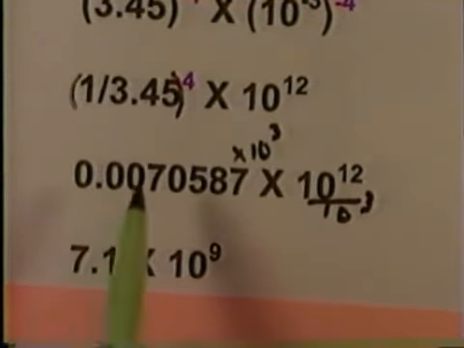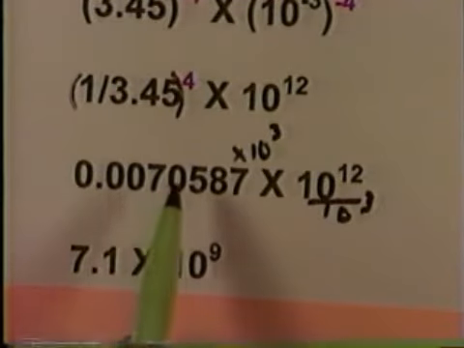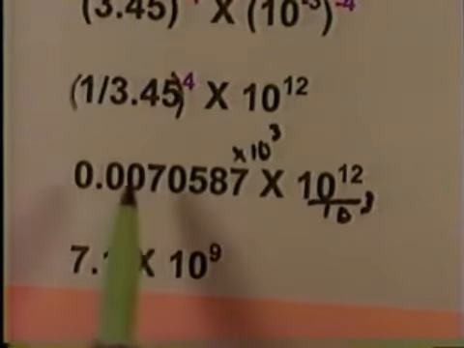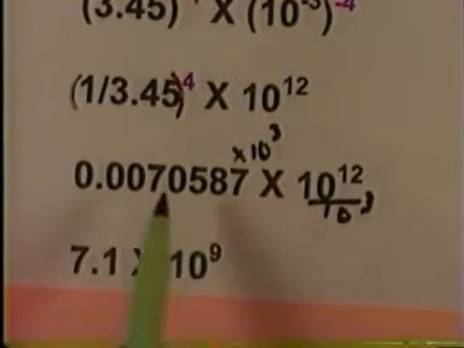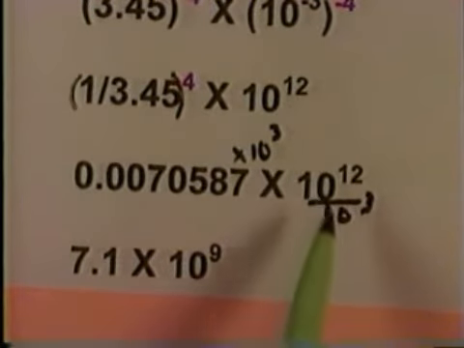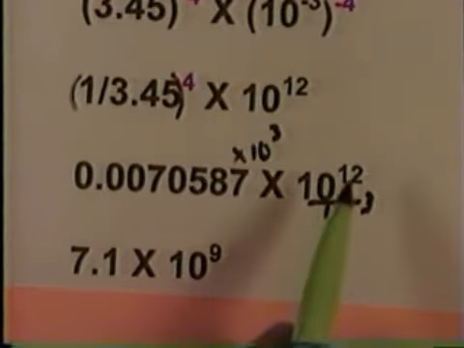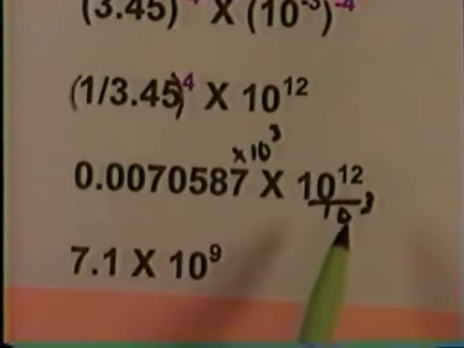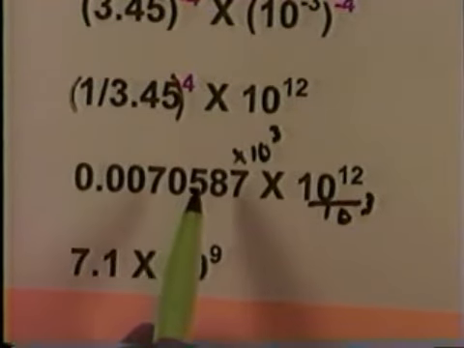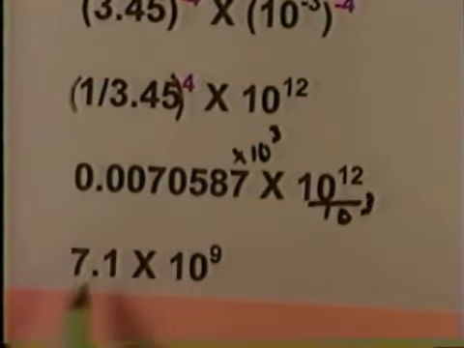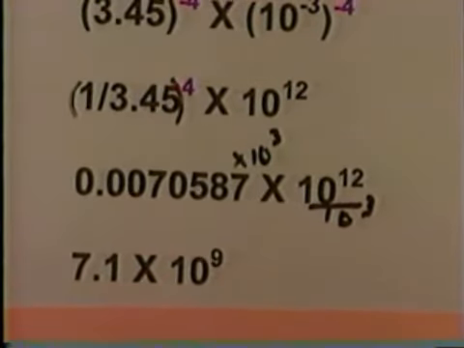So once I multiply 0.0070587 by 10 cubed, I get 7.0587. And to divide powers having the same base, I keep the base and subtract the exponents. 12 subtract 3 is 9. Now if I round off 7.05 to 2 significant digits, it would be 7.1. So my answer is 7.1 times 10 to the 9th.